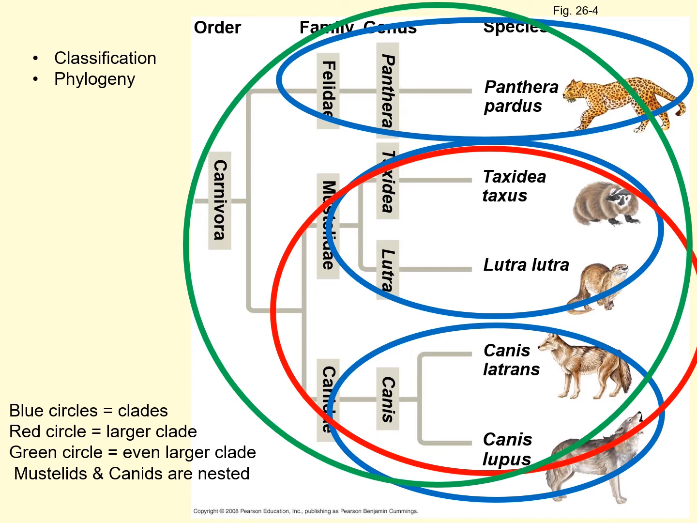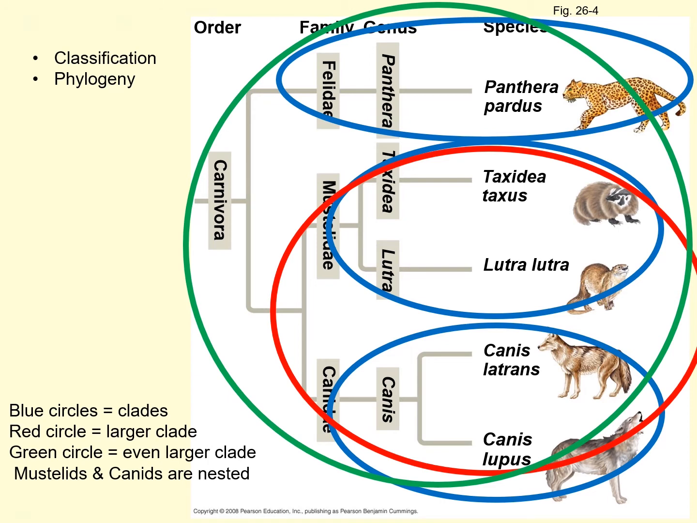Notice that the canids and the mustelids are clades, because you have the common ancestor and the descendants. Mustelids and canids are actually nested. That's the red circle. And then if we take the green circle, now we're still talking about a nested clade, a larger clade, and we're looking at a monophyletic grouping right here.